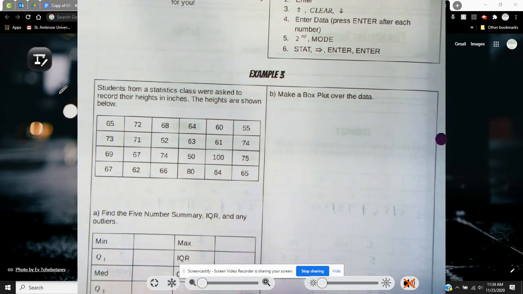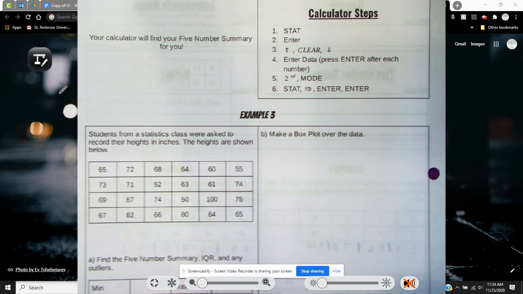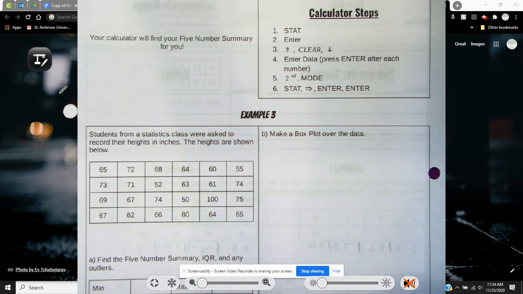On the back, like I said before, your calculator will actually find your 5-number summary for you. In fact, if you notice, these calculator steps are the same that we looked at for measures of central tendency and measures of variation. When we scrolled past a lot of these items to find our median, it also told you your minimum and your maximum. And if you remember, your Q1 and Q3 were also listed there.